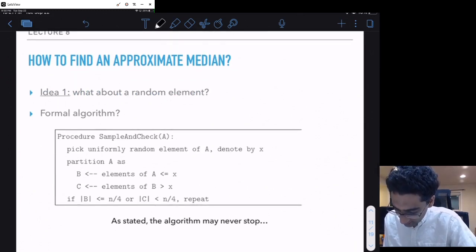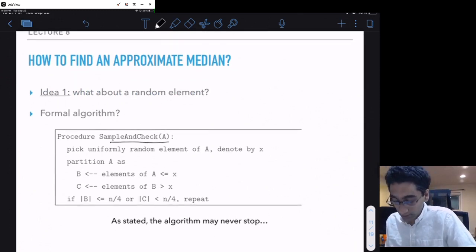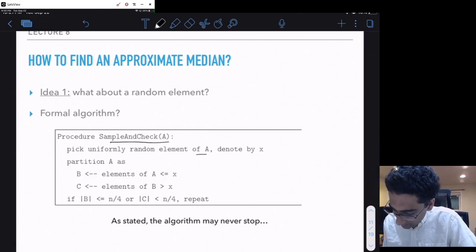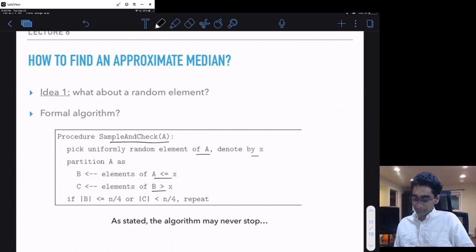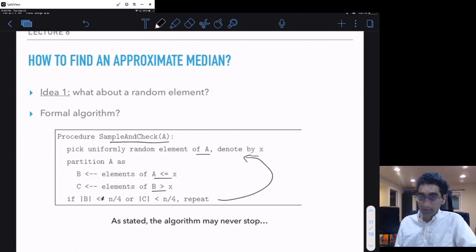I call it sample and check. Pick a uniformly random element of A, denoted by X. Partition the array A into elements of A less than or equal to X, and the elements more than X. If one of them is less than n by 4, then you repeat, which means you throw this x away, resample, and retry. You can also call it retry.